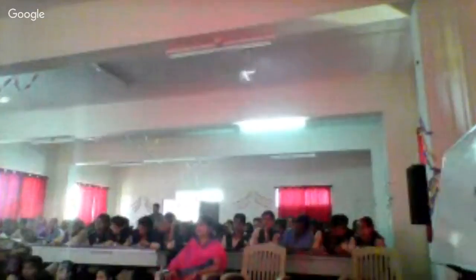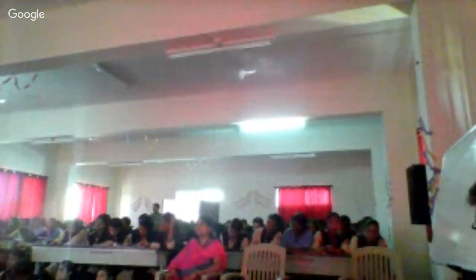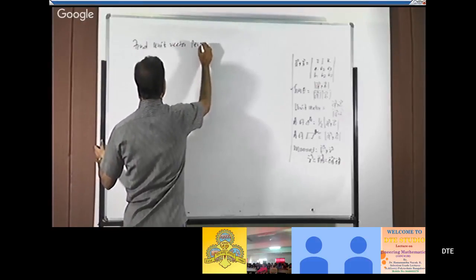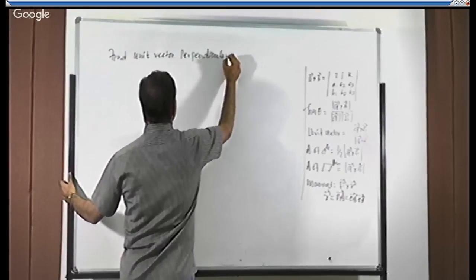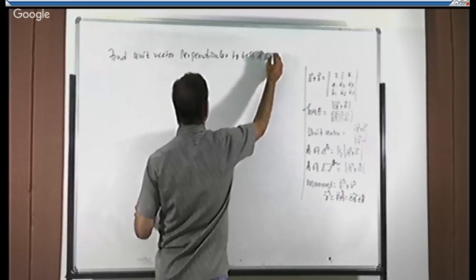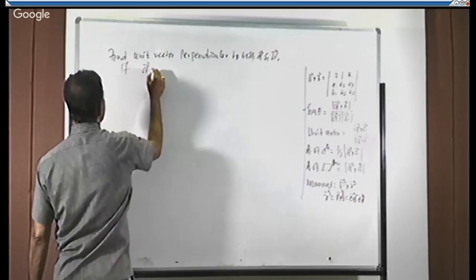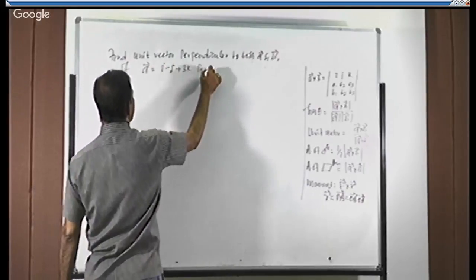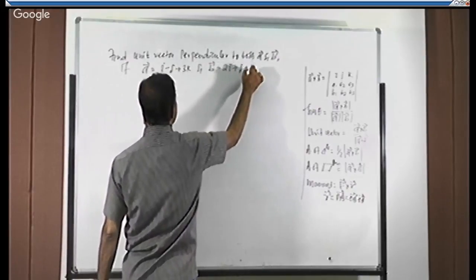Next, find unit vector perpendicular to both A and B. A is equal to i minus j plus 3k and B is equal to 2i plus j plus k.